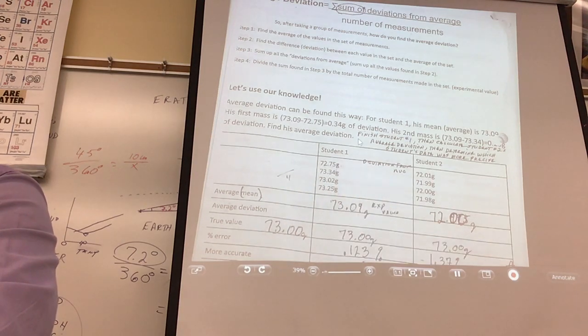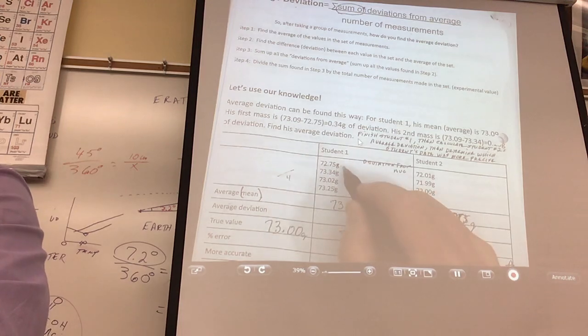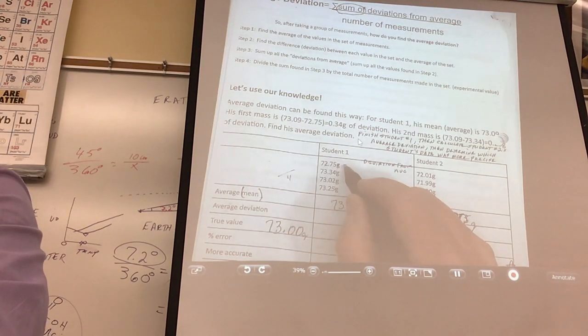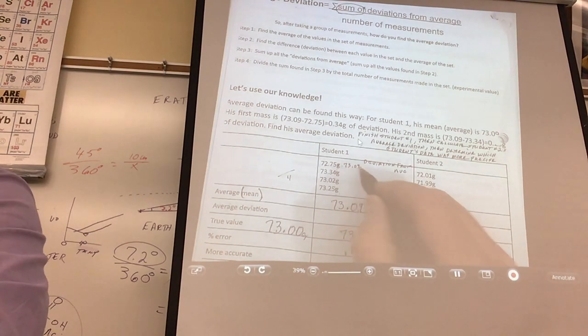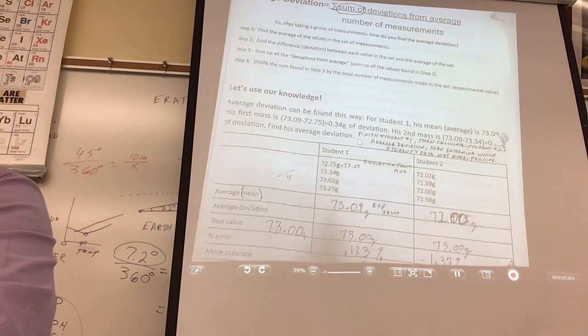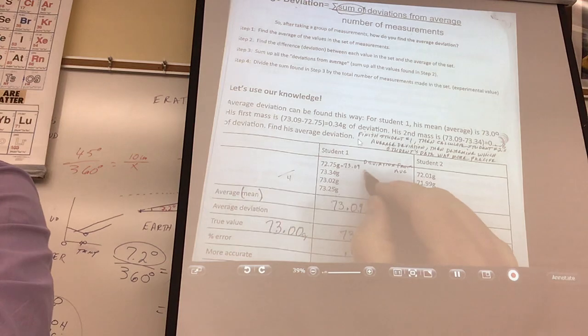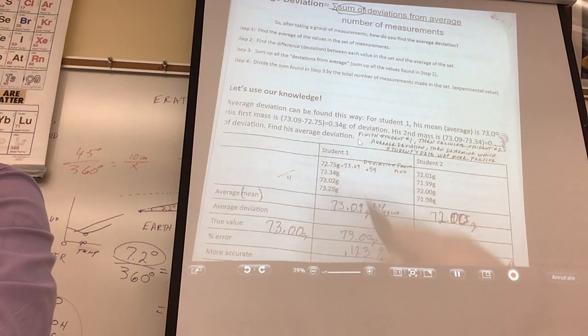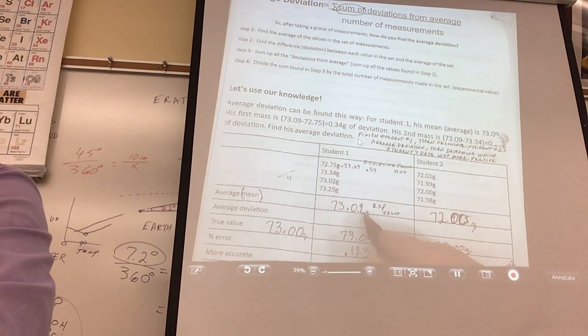So watch. I got 72.75. What was the average? Don't look at the bullseye. His average is 73.09. So do this. Ready? And don't worry about plus or minus here. What is 73.09 minus that? What if you subtracted those two numbers? What's the deviation? How much? 0.34. Nice. What's the deviation from this one? Ooh, I can almost do this in my head.